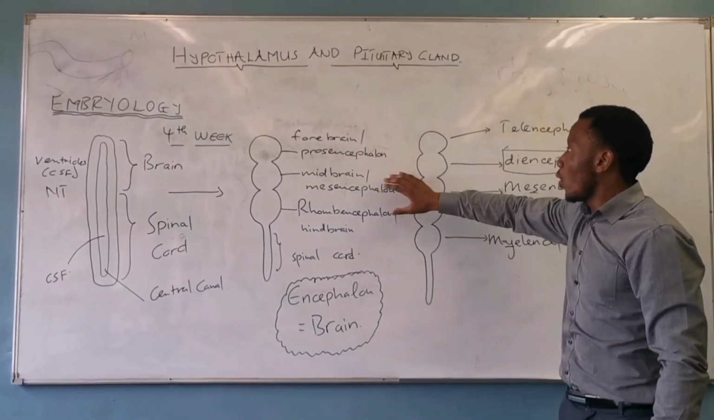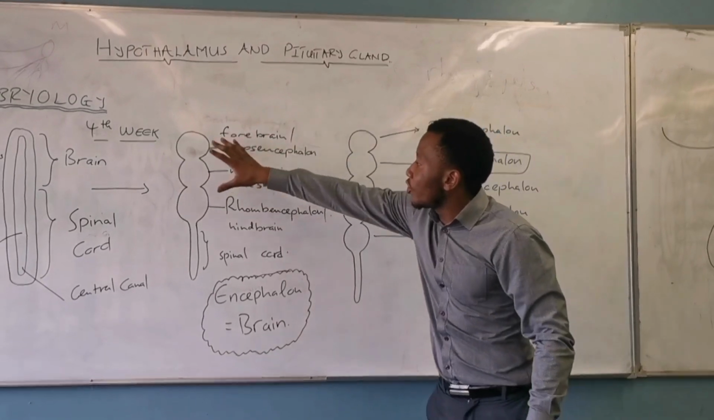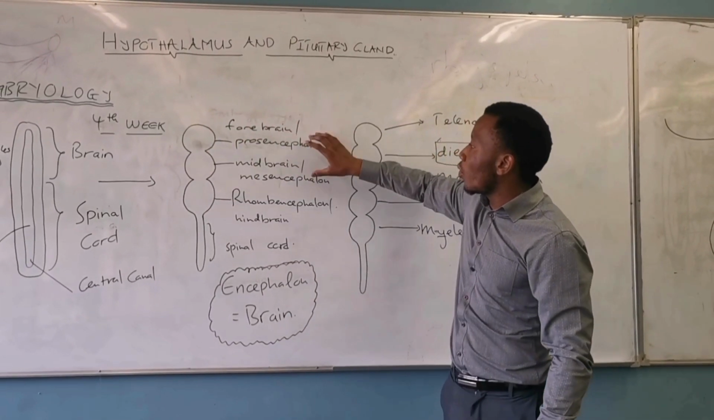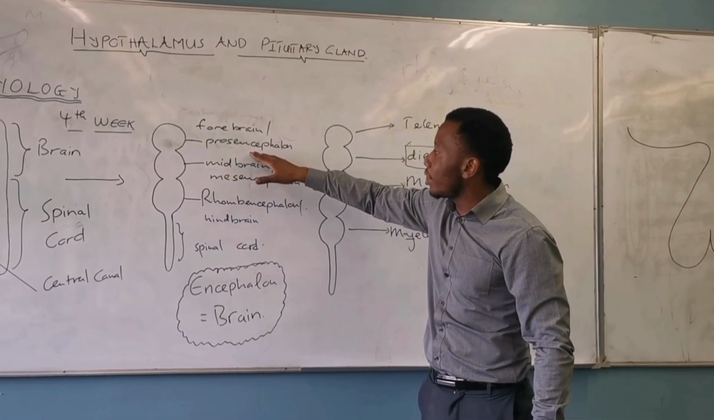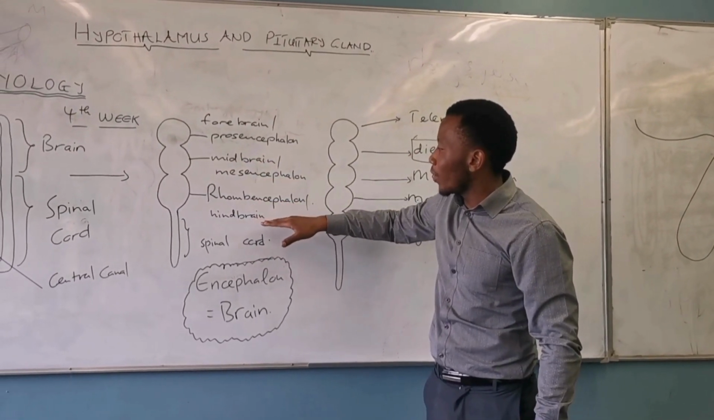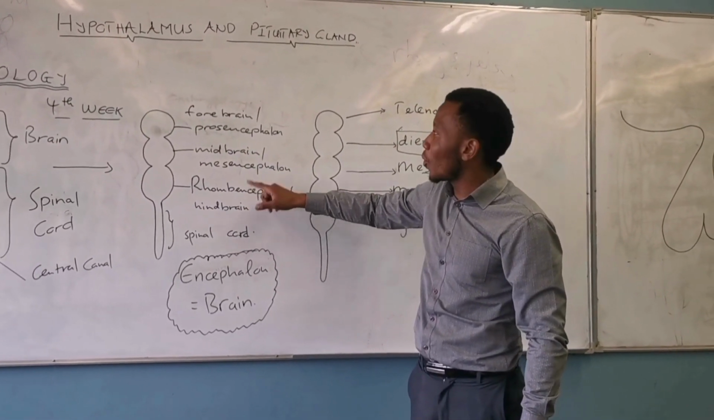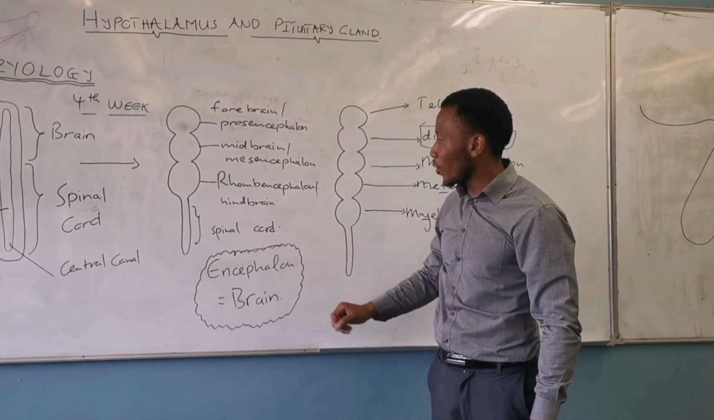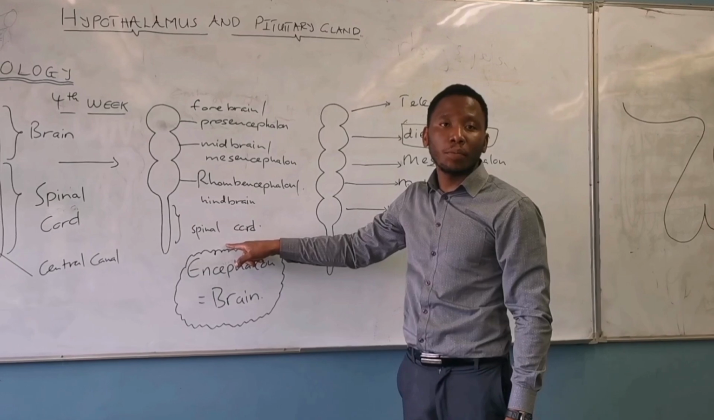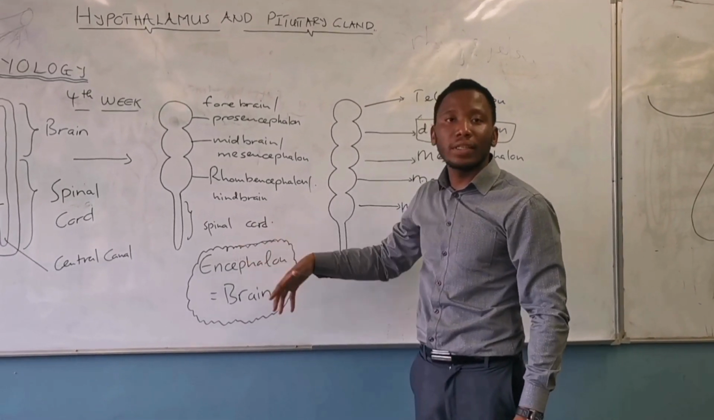Further above, we follow the differentiation pathway. The brain portion pops up and forms three distinct areas: your prosencephalon, mesencephalon, and rhombencephalon. In layman's terms, we call it the forebrain, midbrain, and hindbrain. The caudal end still forms the spinal cord. The word encephalon simply means the brain.